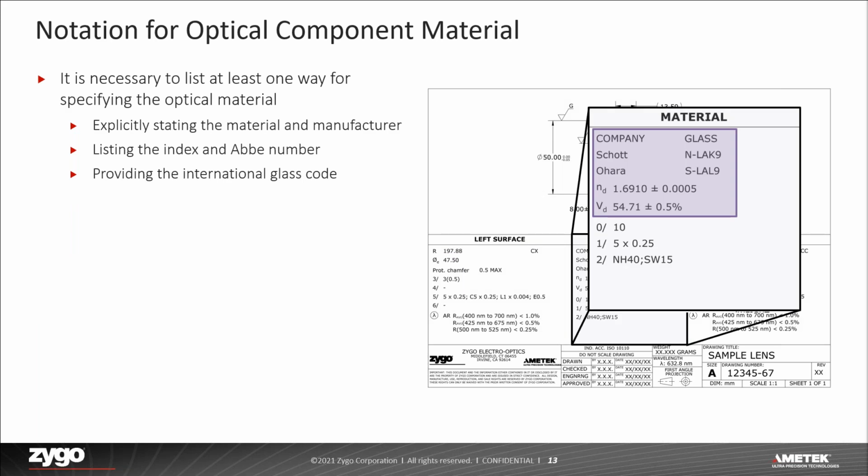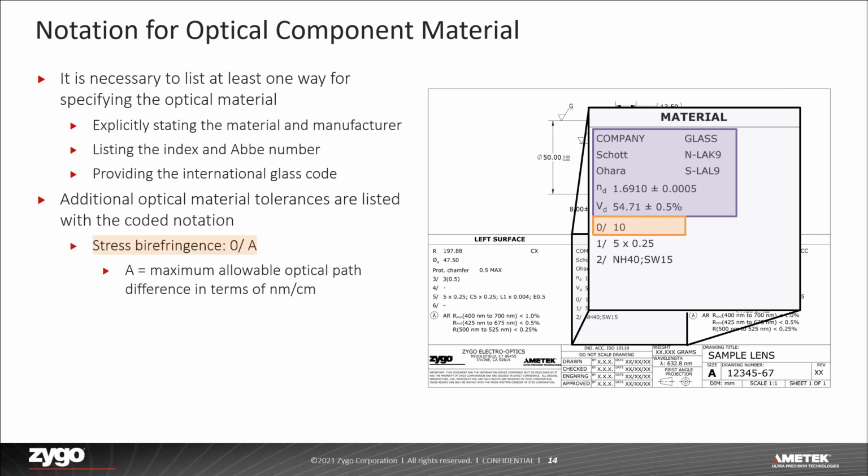When looking at the optical material, the first piece of information necessary is the material or glass for the optical component. This can be listed as either the glass manufacturer and name, refractive index and Abbe number, or the International Glass Code. Assuming the glass type is listed, it isn't necessary to list only one supplier.